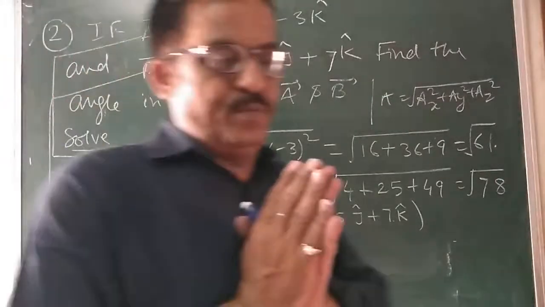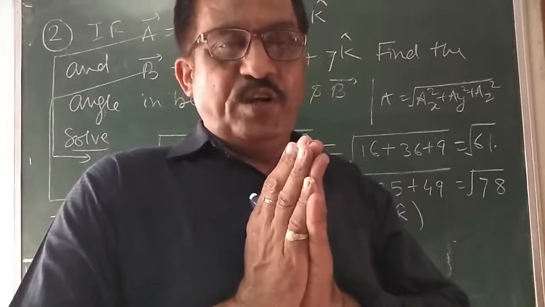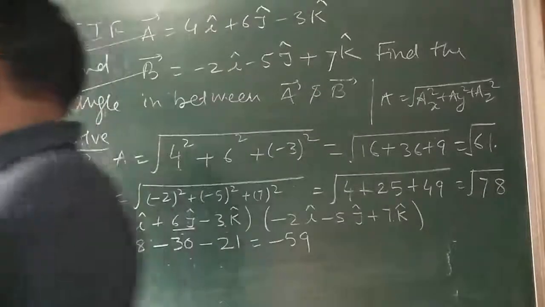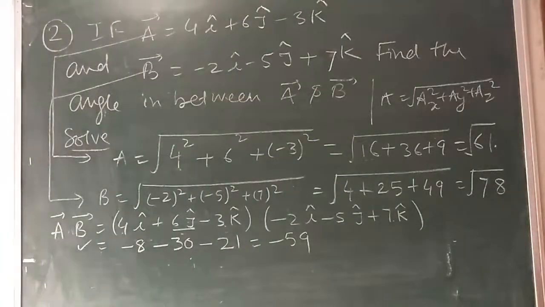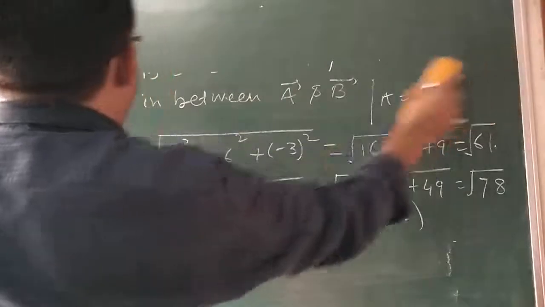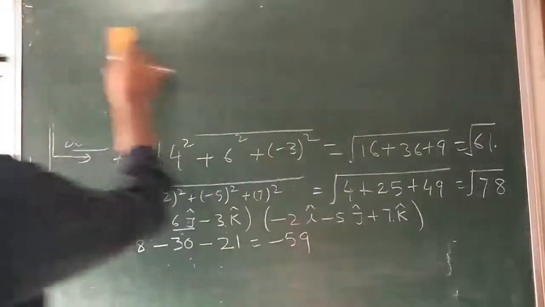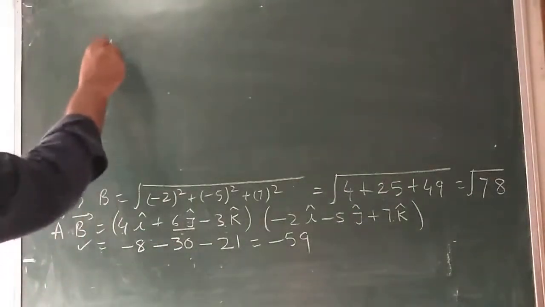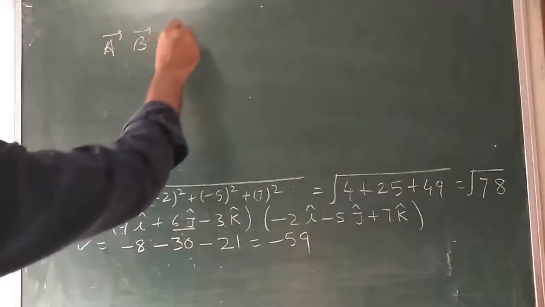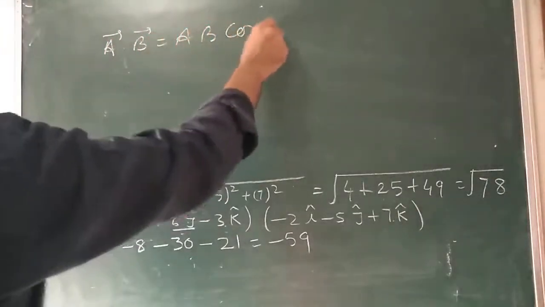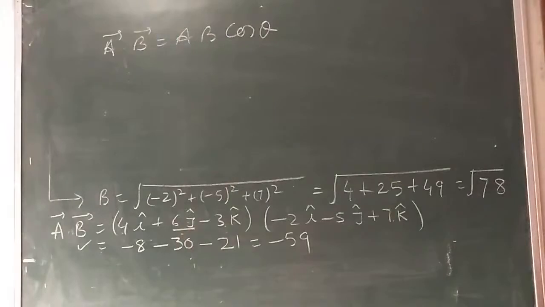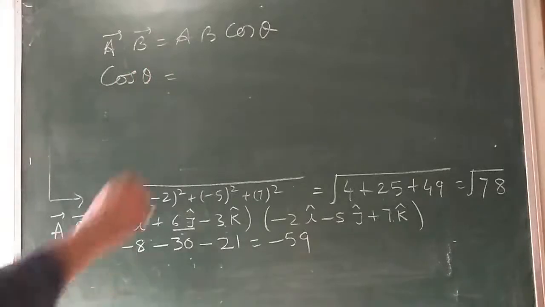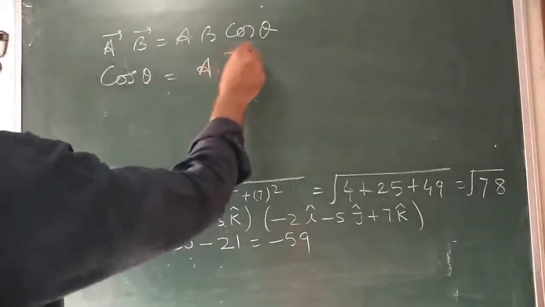Is there any problem? No, sir. We know the formula. Again repeat: I dot I, J dot J and K dot K is 1. Now, let theta be the angle in between A and B. So I know that A dot B is equal to AB cos theta. So I can write here cos theta is equal to A dot B divided by AB.